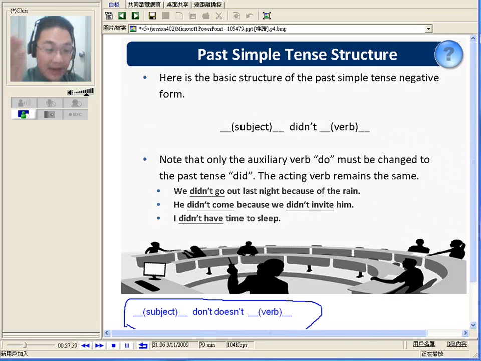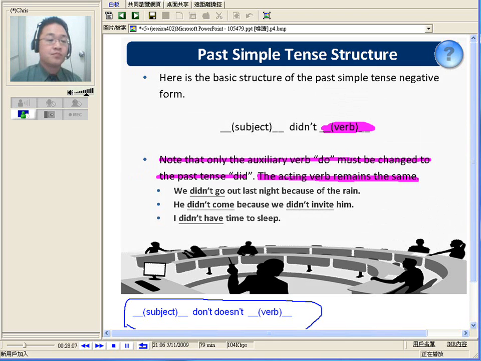Now, in the past tense, as we mentioned last session, only the auxiliary verb needs to change. Only the auxiliary verb do must be changed to the past tense did. The main verb remains the same. So this verb here stays the same.